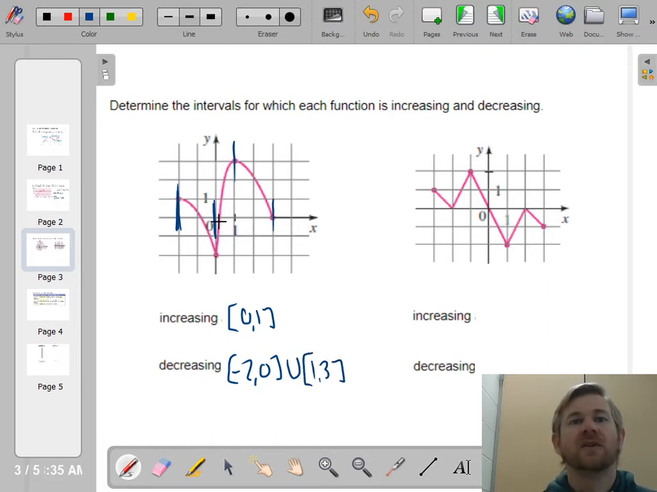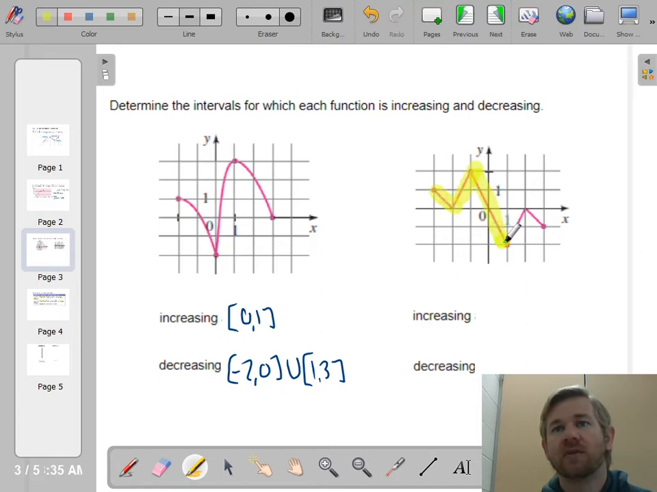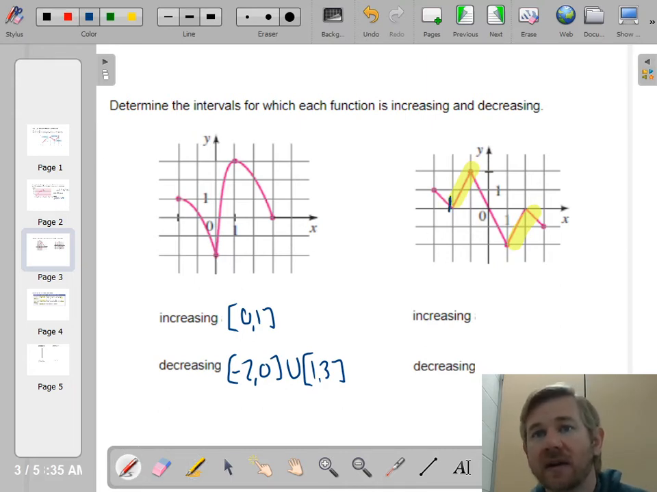So from negative 2 to 0, that's a decreasing interval, and from 1 to 3, that's also a decreasing interval. If you look at it, you should say there are three intervals here: 1, 2, 3. Just make sure you have three intervals. There are 1, 2, 3, 4, 5 intervals, so I need to have 5 of them. Which ones are increasing? Those two are increasing, so the x values are negative 2 to negative 1.